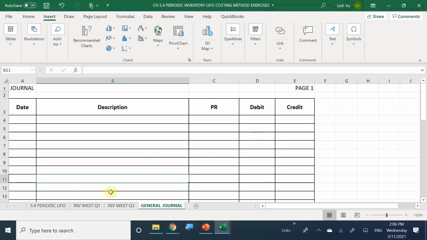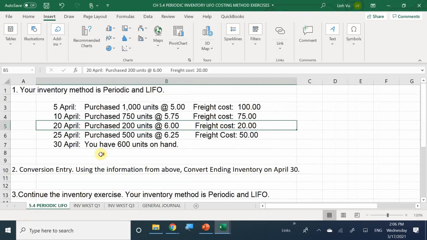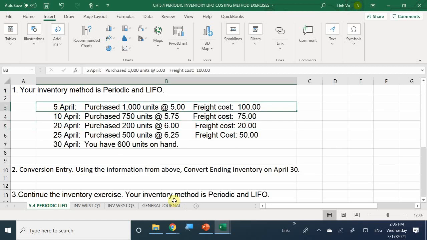So the first one here is that, again, the inventory method is periodic, and it is LIFO, all right? So here, April 1st, we purchased 1,000 toys or 1,000 units at $5 each. Freight is going to cost you $100. Okay, so let's journalize this first.